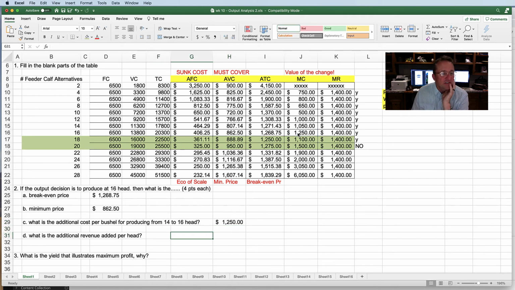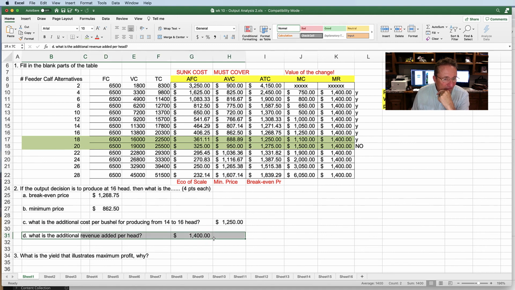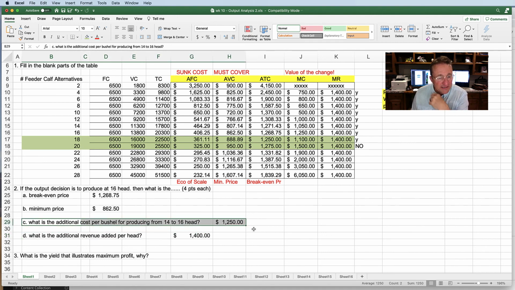All right, next question. What is the additional revenue added? Well, that's marginal revenue because that's the change in revenue. And that's actually pretty easy because that is the same all the way down. Because remember, this whole part of the table is all valued per unit of output. So that's per head in this case. All right. So additional revenue is the $1,400. The additional cost going from 14 to 16 is $12.50.